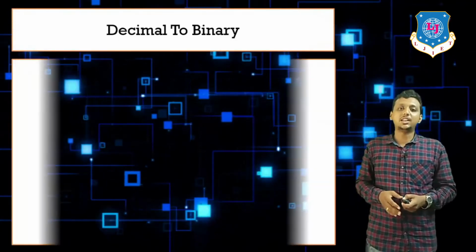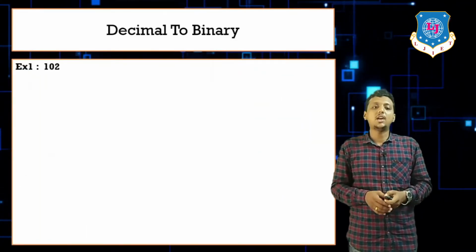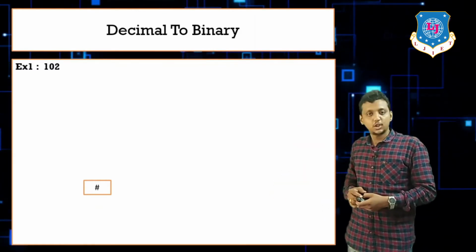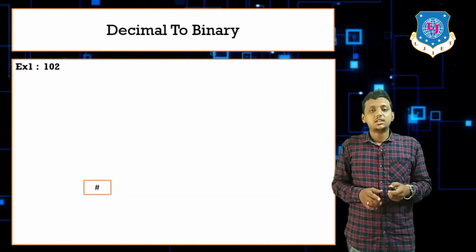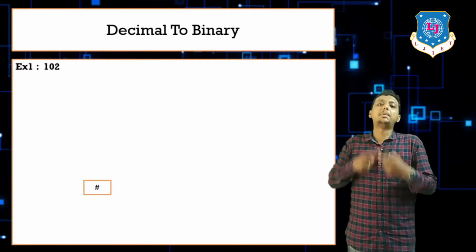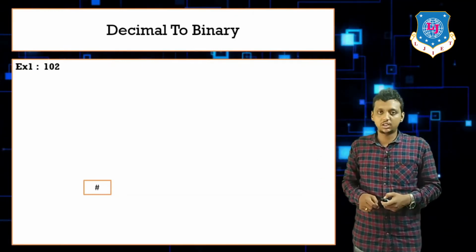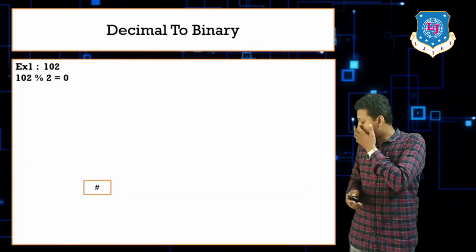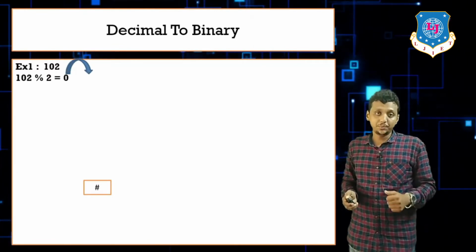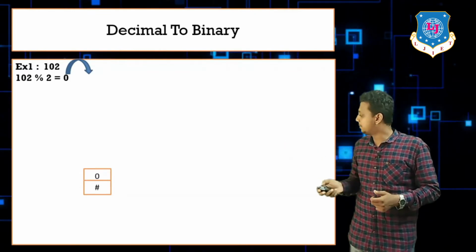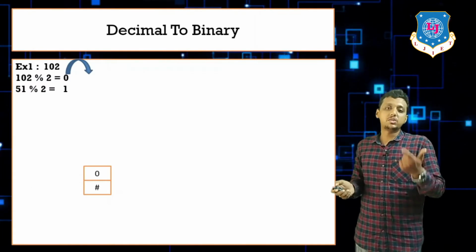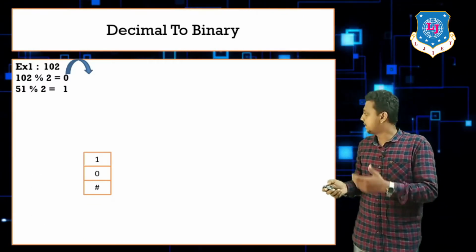Let's take a look at another example. Students, right now I have 102 with me. First initialize with the hash. Now let's start dividing, getting the remainder, pushing the remainder inside the stack, and repeating this step until you get 1 as the quotient. So first we have 102. 102 modulo 2 becomes, oh sorry, 0. So we push 0 inside the stack. Next we have 51. 51 modulo 2 becomes 1. Push inside the stack again, it becomes 1.